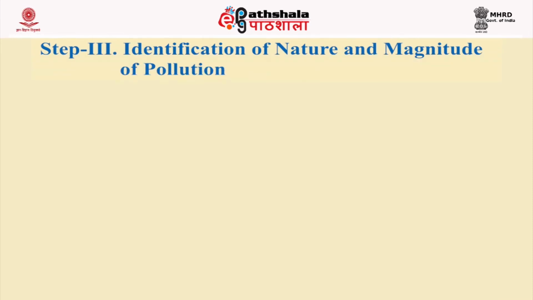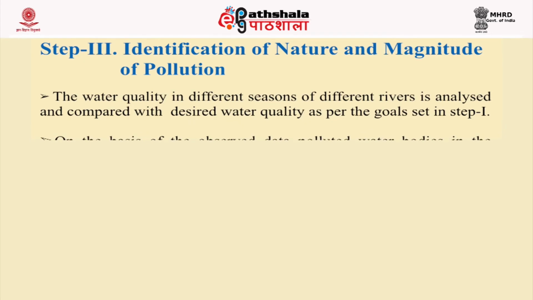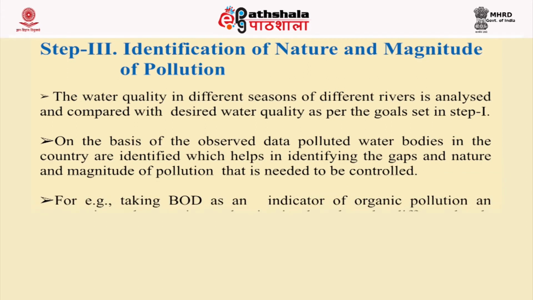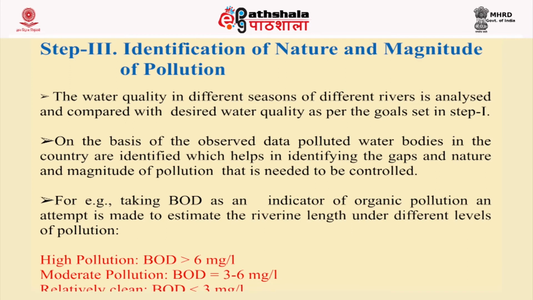The third step in water quality management is identification of nature and magnitude of pollution. Water quality in different seasons of different rivers is analyzed and compared with desired water quality parameters as per the goals set in step 1. On the basis of the observed data, polluted water bodies in the country are identified, which helps in identifying the gaps and nature and magnitude of pollution that needs to be controlled. For example, taking BOD as an indicator of organic pollution, an attempt is made to estimate the riverine length under different levels of pollution. If a river has high BOD, that means more than 6 milligram per liter, then it will be called a highly polluted river. Similarly, if it has BOD between 3 to 6 milligram per liter, it will be called a moderately polluted river.